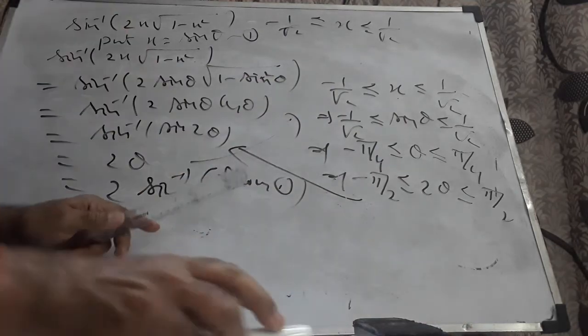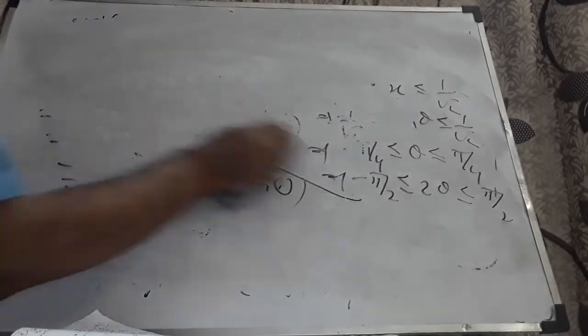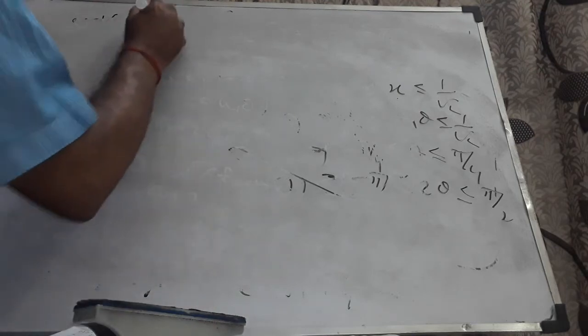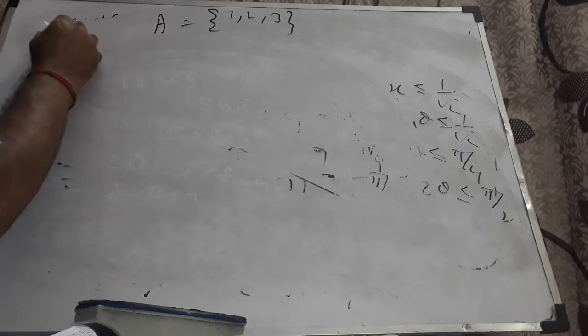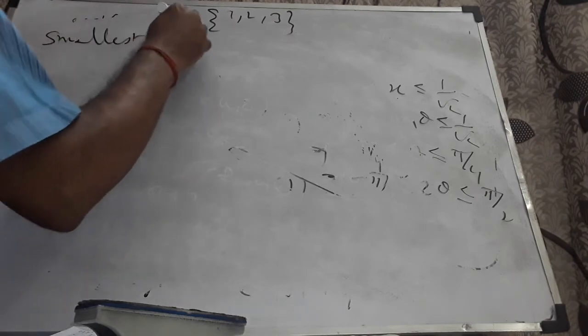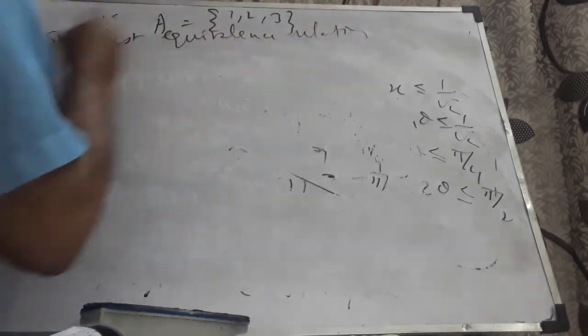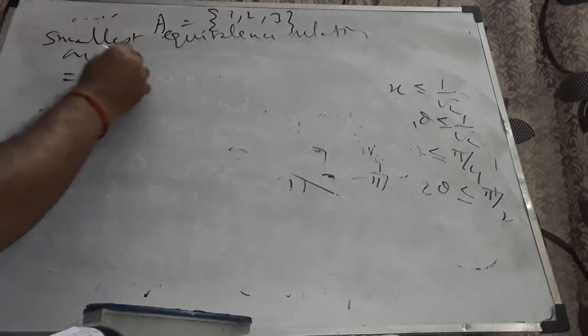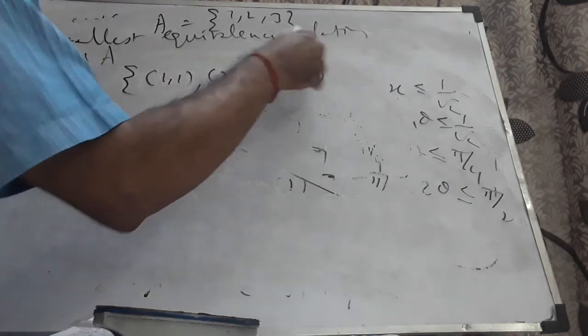Okay, let me just explain the 12th one also and show the notebook to you. Write the smallest equivalence relation on A equal to {1, 2, 3}. The smallest equivalence relation on A is equal to, I'll have (1,1), (2,2), (3,3).